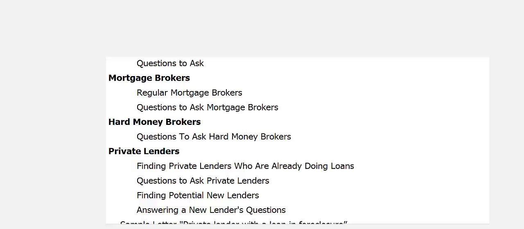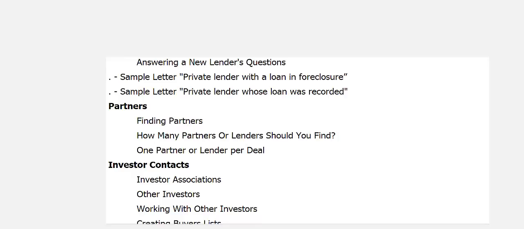Private lenders, finding private lenders who are already doing loans. Questions to ask private lenders. Finding potential new lenders. Answering a new lender's questions. How do you answer them? Sample letter for a private lender with a loan in foreclosure. Sample letter to a private lender whose loan was recorded at the county courthouse.